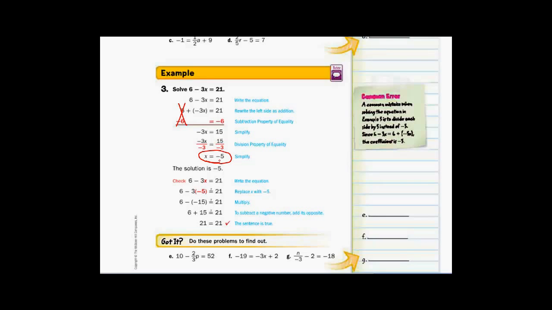All right, again, there's no excuse for missing these. Always check this right back in it. If x is equal to -5, you put that right there. 6 minus 3 times -5, so minus a minus 15. 6 plus 15, 21. If both sides equal each other, you are good.